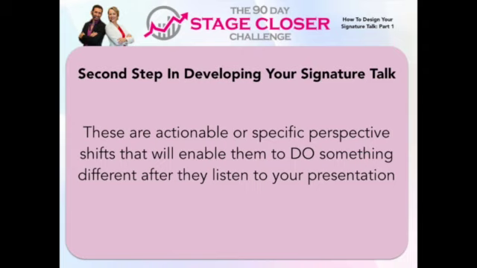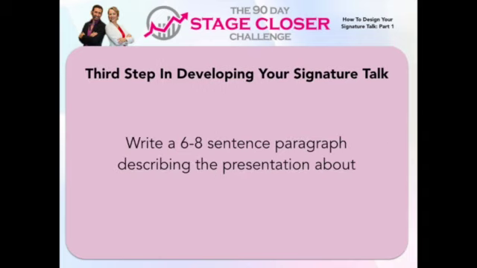Okay, so now you have a title and bullet points. And the only thing you need to do from here to start to identify the topic of your presentation is to write a short 6 to 8 sentence paragraph actually describing what that presentation is going to be about.